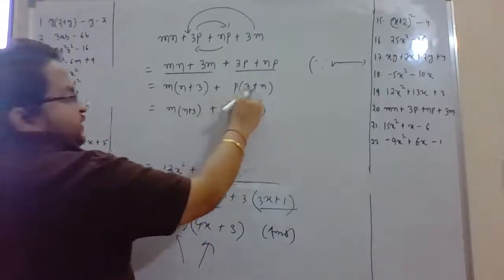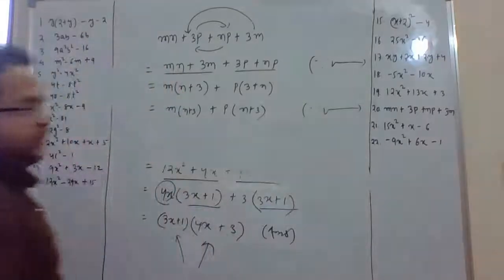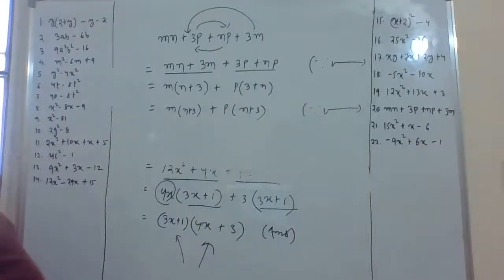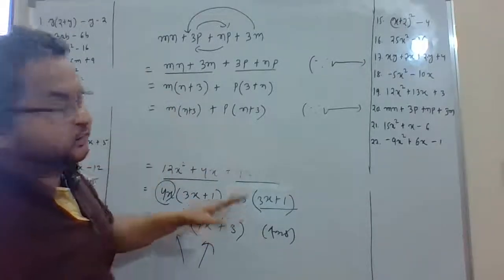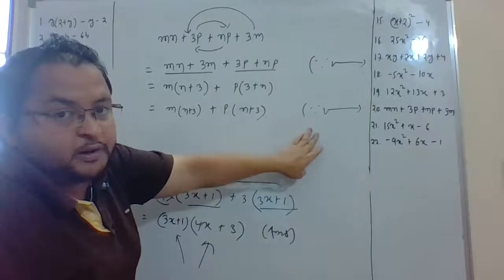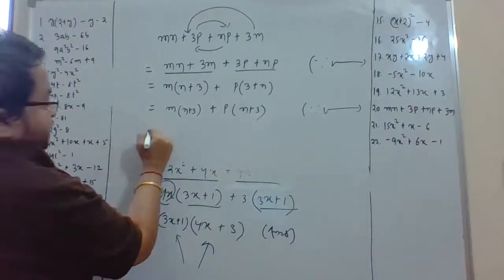Why? Because a plus b equals b plus a. Addition is commutative by nature, that's why I've just reshuffled it. And remember, students, I am again insisting you have the habit of writing the reasons. It will help you a lot in life.